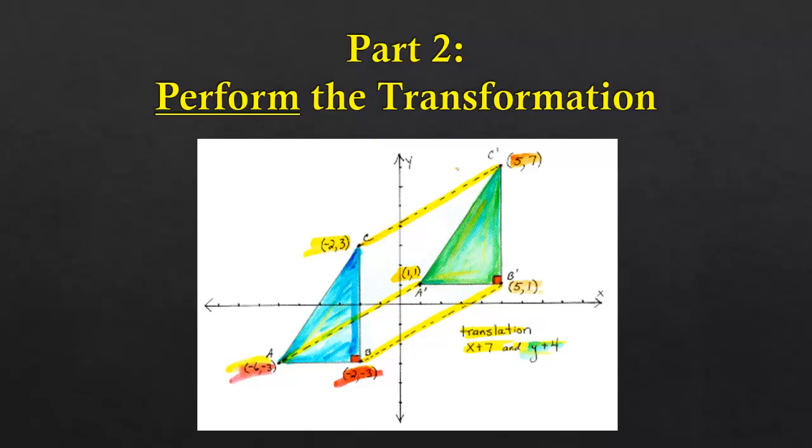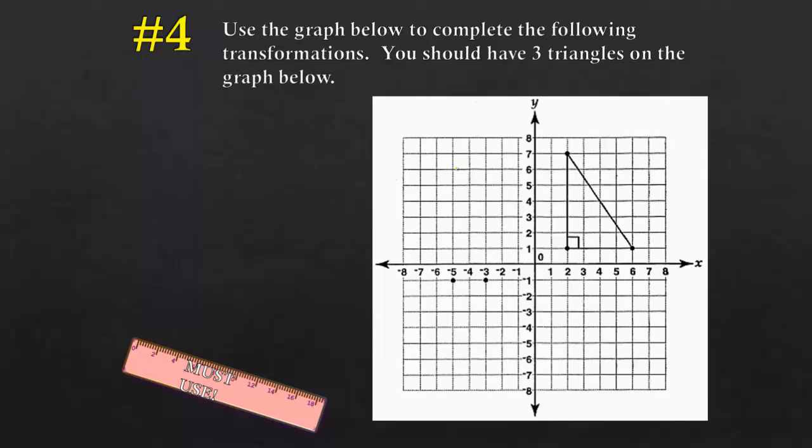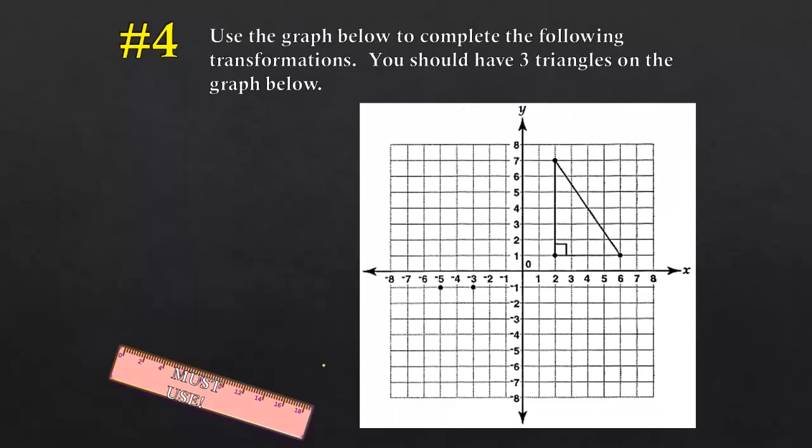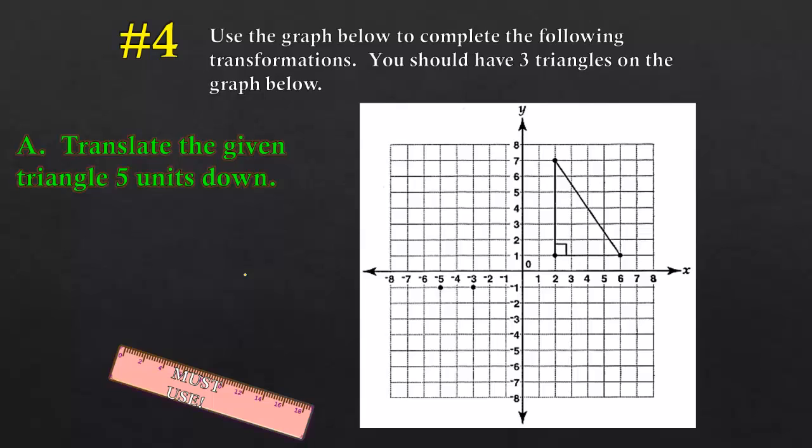All right, so now you're going to actually have to perform the translation. So what does this mean? Well, first off, you're going to have to use a straight edge. And on your paper, you should have 3 triangles by the time you are finished. So first things first, translate the given triangle 5 units down.